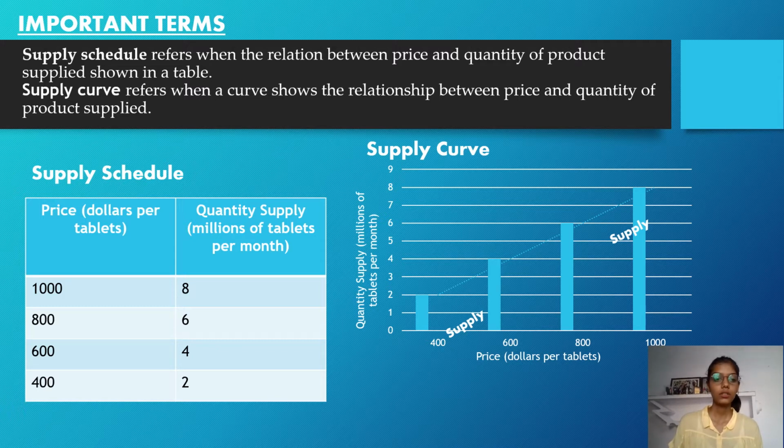As the price goes down from $1,000, the quantity supplied of eggs goes down from 1000 to 800, 800 to 600, 600 to 400, and the quantity supplied also decreases from 8 to 6, 6 to 4, 4 to 2. Or in a curve, the supply also increases as the price increases.